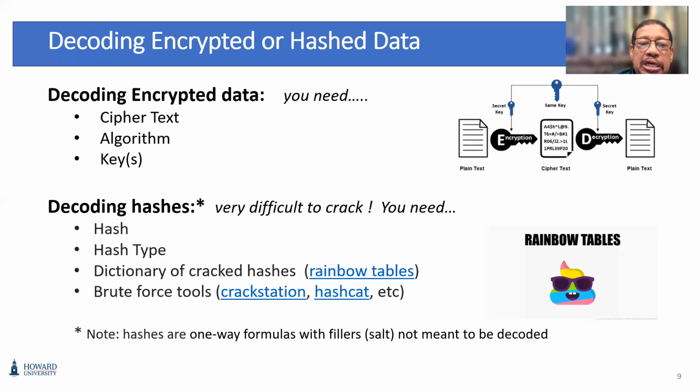On hashes, as we said before, these are one-way formulas, very difficult to crack. Pretty much the only way to crack one is if you have a dictionary or a word list of compromised hashes to compare it to. Those are called rainbow tables. But there are tools, and we put a couple of links here, that are used to brute force attack, trying countless iterations and variations of hashes that have been compromised to see if we can get a hit.